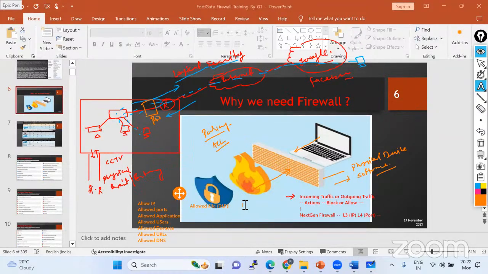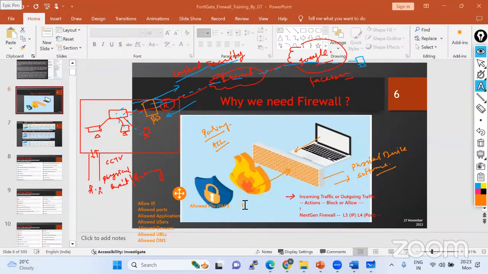If you have allowed it, that is only going to be processed by the firewall. If something is not allowed, then definitely it is going to block. There are multiple things. I'll show you at a later stage what all is going to happen. But if you allow it, that is going to be allowed. If you don't allow it, that is not going to work for you.